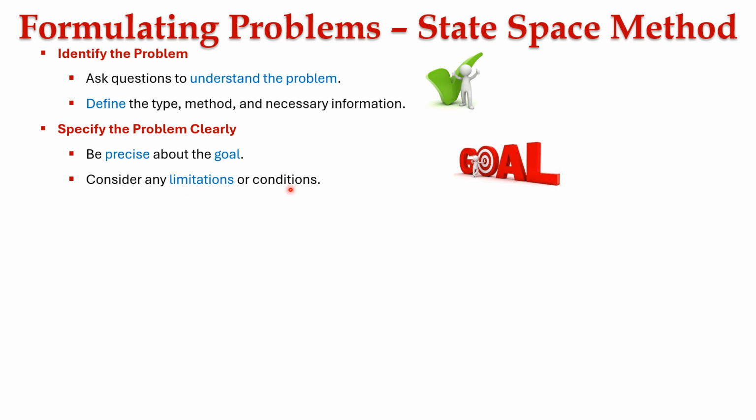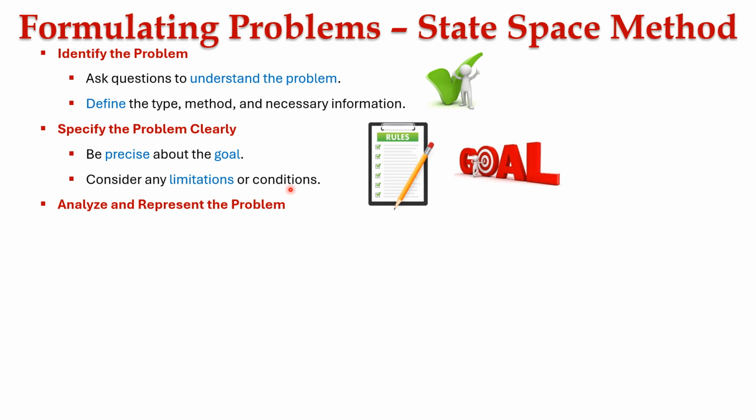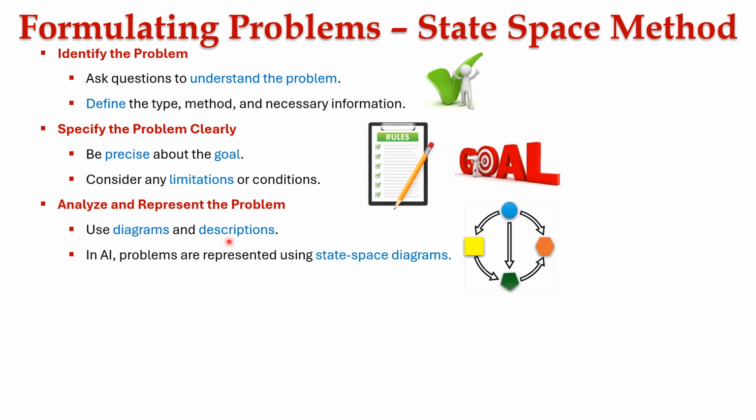The third step is to analyze and represent the problem. Here we can use diagrams and descriptions in order to analyze and represent the problem. Normally in AI, problems are represented using state space diagrams.